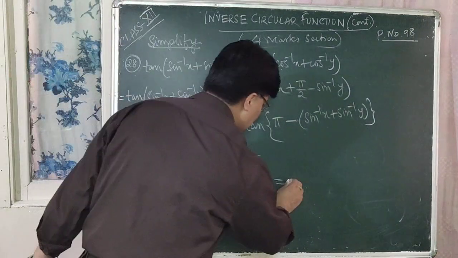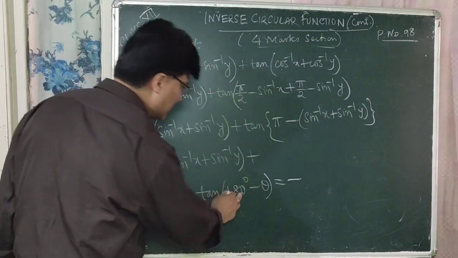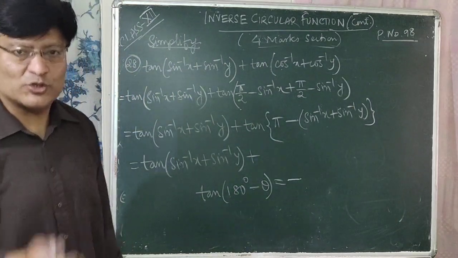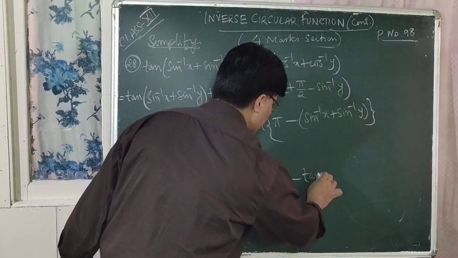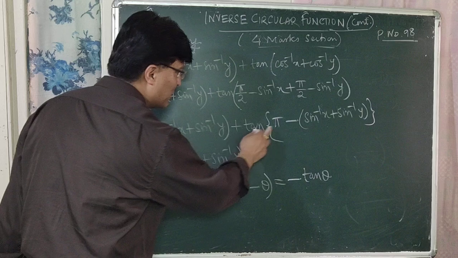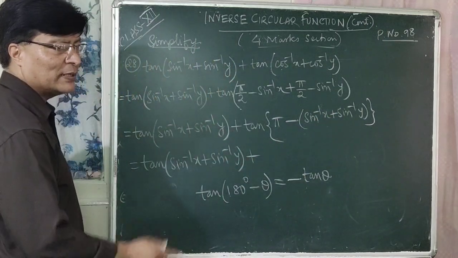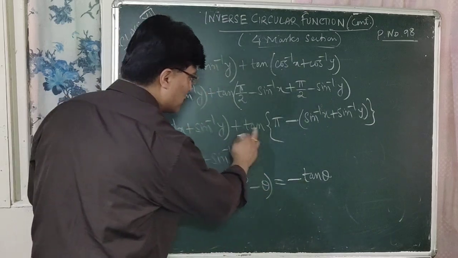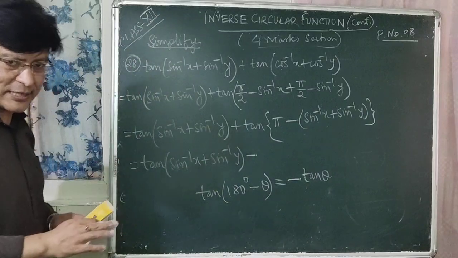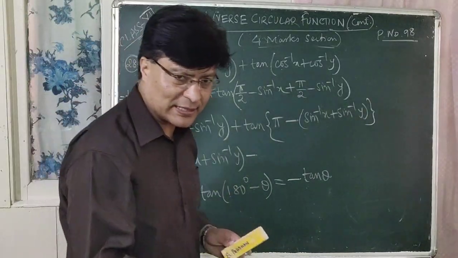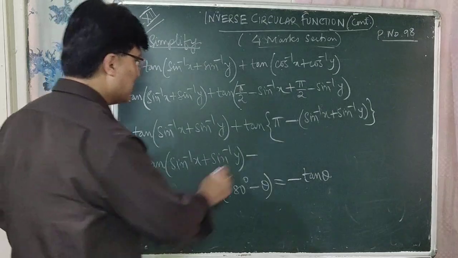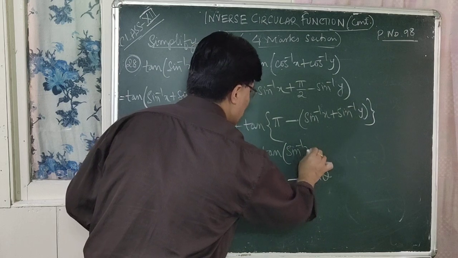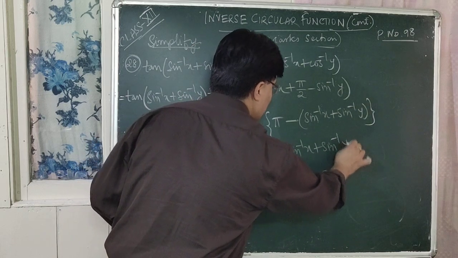In the second quadrant, tan is always minus. And since 180 degree is an even multiple of 90, tan remains the same, that is minus tan theta. So here also, what is tan of pi minus this sin inverse x plus sin inverse y? It is minus, so instead of plus, you should write minus. Tan remains as it is because pi is 180 degree, an even multiple of 90 degree. So tan remains the same. That is tan of theta, which in this case is sin inverse x plus sin inverse y.